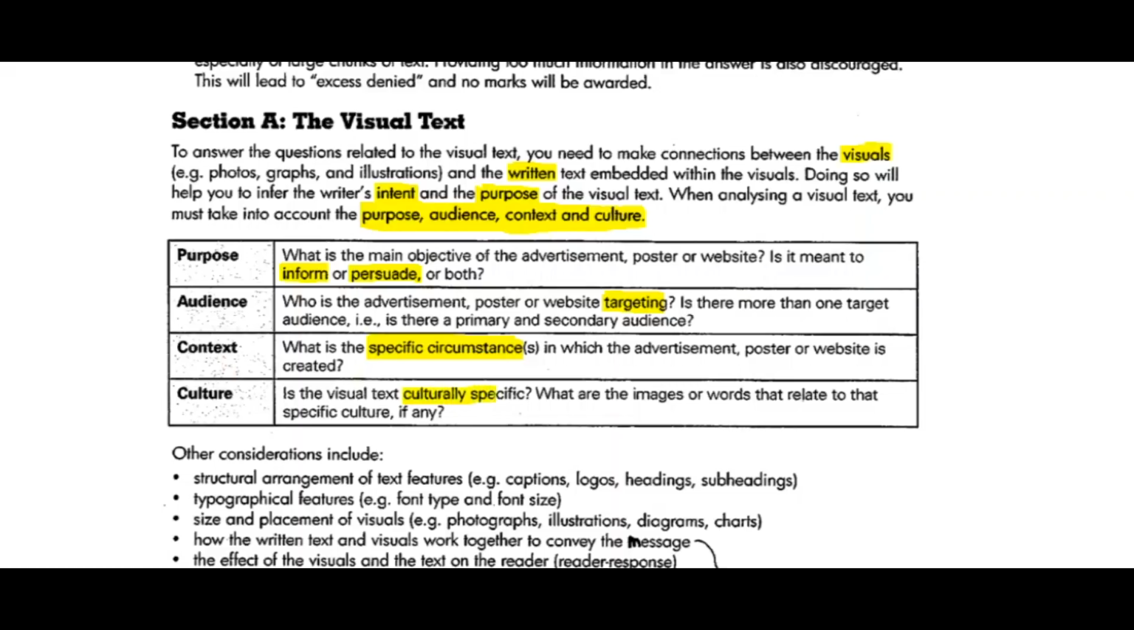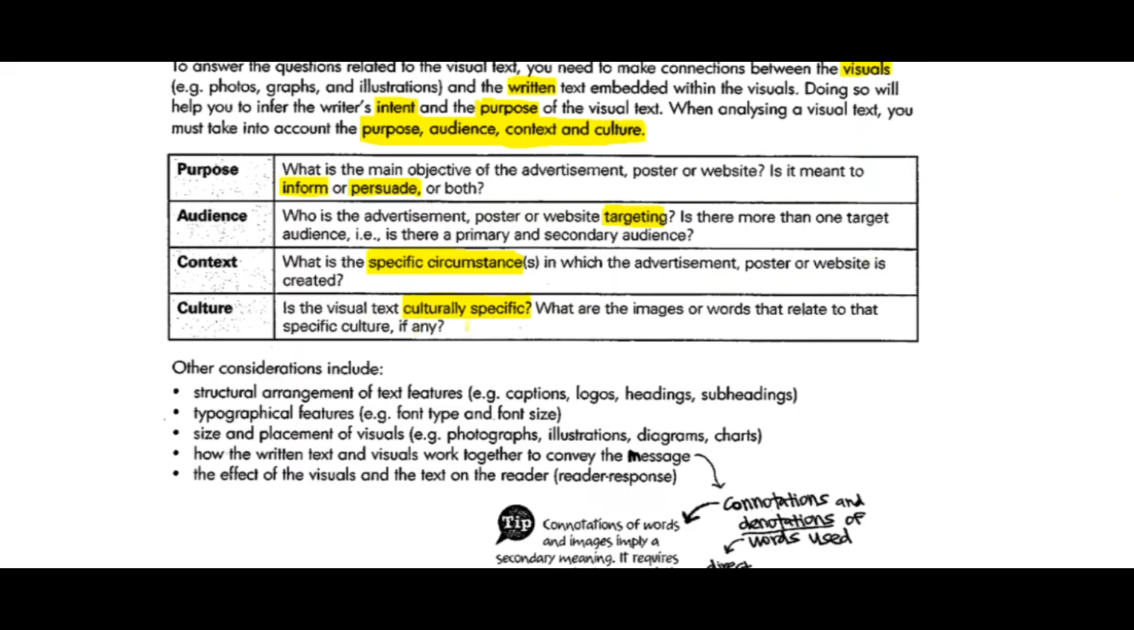So it could be targeted specifically at Singaporeans, because the culture that it relies on to reach out to its target audience is based primarily on Singaporeans, for example, their taste or the language that we use. You know, only Singaporeans will understand it. So this goes towards culture. So are there any images or words that relate to the particular culture?